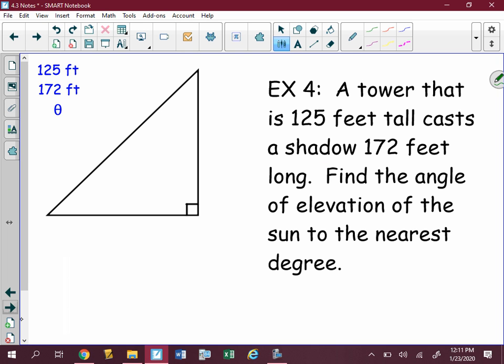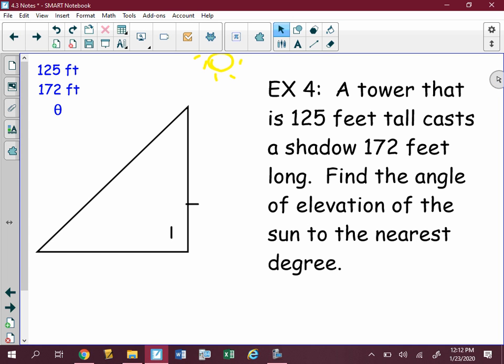So you can look at that last example. A tower that's 125 feet tall casts a shadow 172 feet long. Find the angle of elevation of the sun to the nearest degree. Guys, where does the sun occur? Is the sun down here on the ground? No. No, so we're talking about the sun is somewhere up here. Would you agree? Okay, and I could even move this picture a little bit, but it's somewhere up there. Okay, so there's my sun.